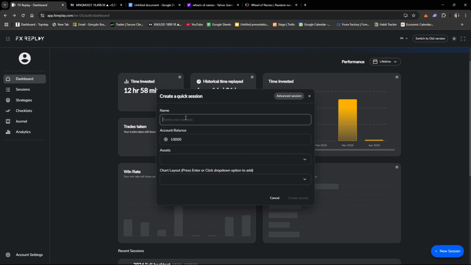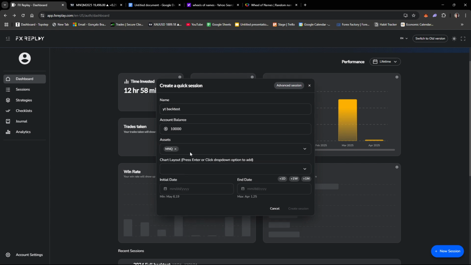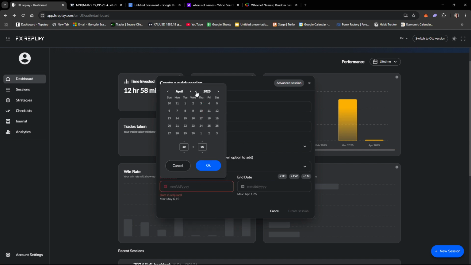So let's create a session. The session is going to be called YouTube Backtest. The assets, we need NQ. We also need ES. MES, we use micro. So initial date. First, let's go and change the year to 2020. Then the month to February. We'll start from the beginning.